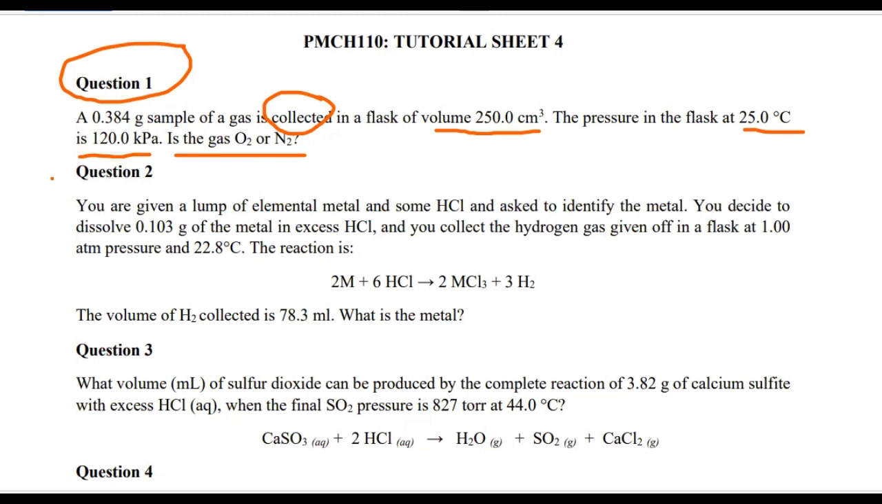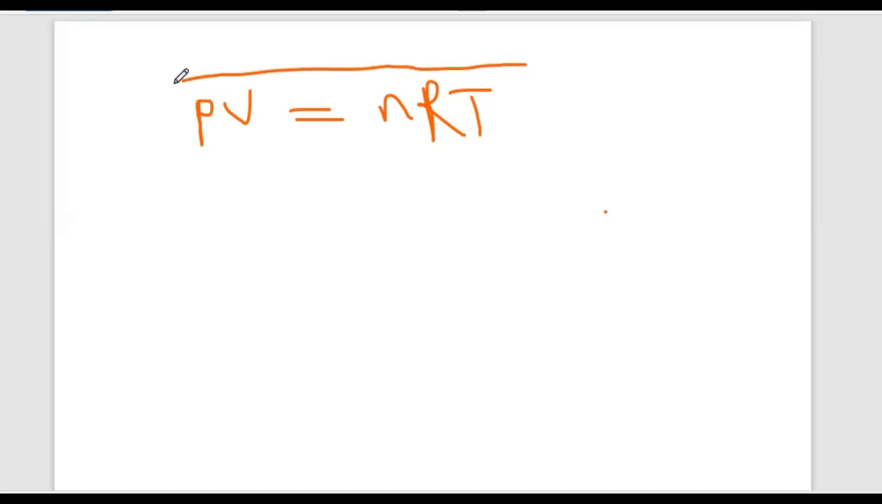What does that ideal gas formula state? It states that when you multiply your pressure with the volume, what you get is the number of moles multiplied by the gas constant, which is represented by R, and then multiplied by the temperature. This formula is very, very important, because you are going to use it on almost all of the questions that involve gases relating to moles.